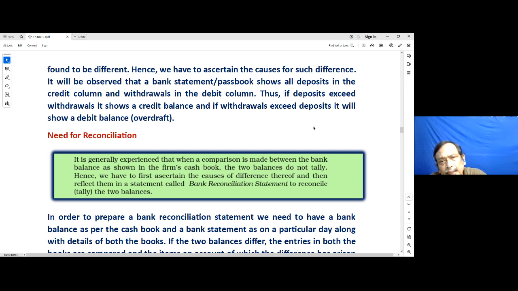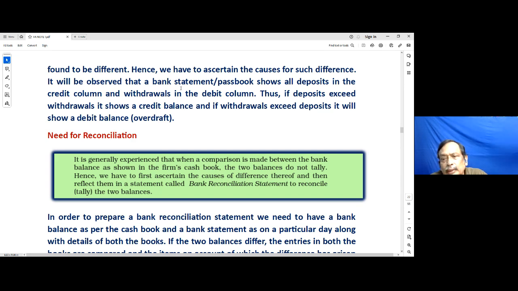Now it will be observed that a bank statement, because in business organizations the number of transactions are huge, many transactions, hence banker will be issuing a bank statement. That is also known as passbook, shows all deposits in the credit column and withdrawals in the debit column. Thus, if deposits exceed withdrawals, it shows a credit balance, and if withdrawal exceed deposits, it will show a debit balance. That is called overdraft.